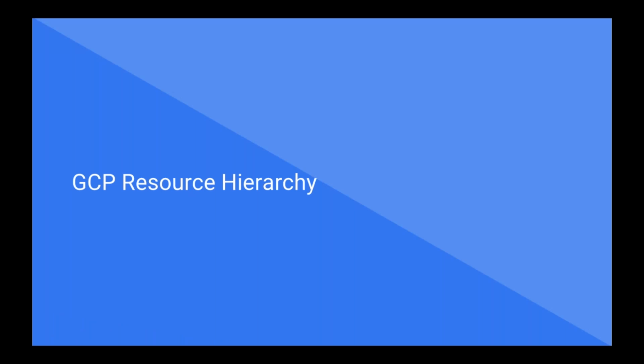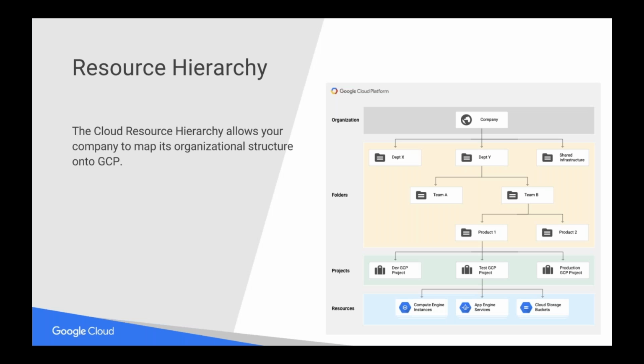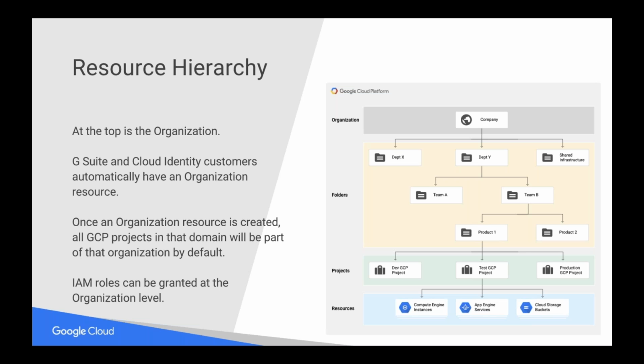Haha. So next, I'm going to dive into the GCP resource hierarchy. The cloud resource hierarchy allows your company to map its organizational structure onto GCP. It has 3 main components: organization, folders, and projects, plus the resources those projects own. I want to point out that there are no users in this diagram. GCP is project-based, and any step on the hierarchy can have access controls on it to limit access to a set of users or Google groups.